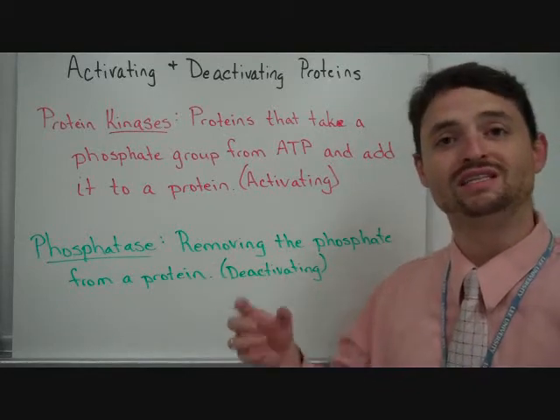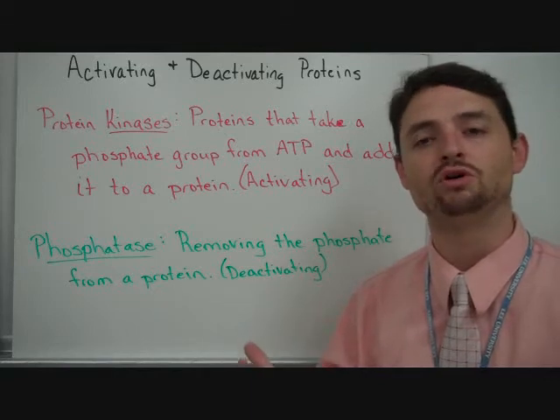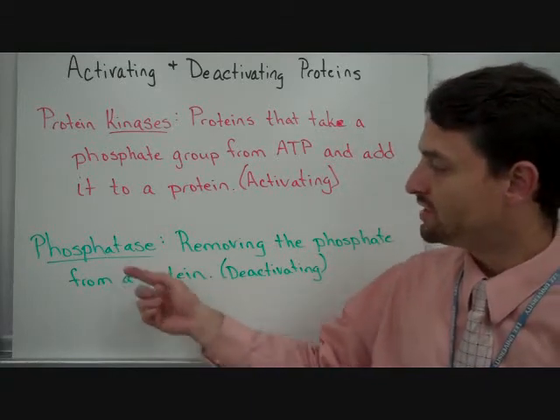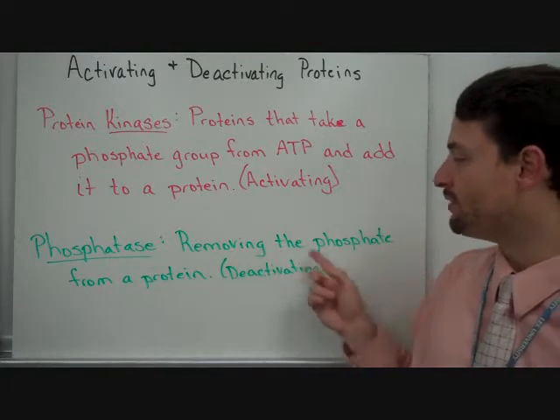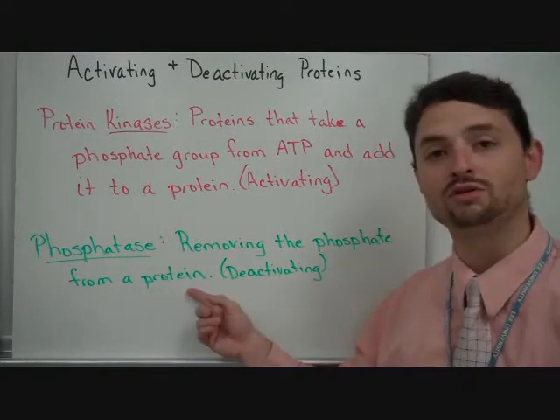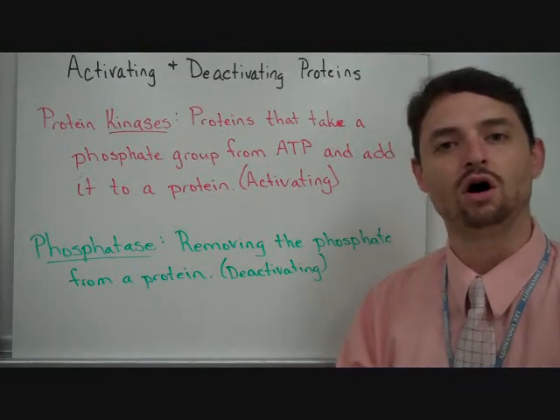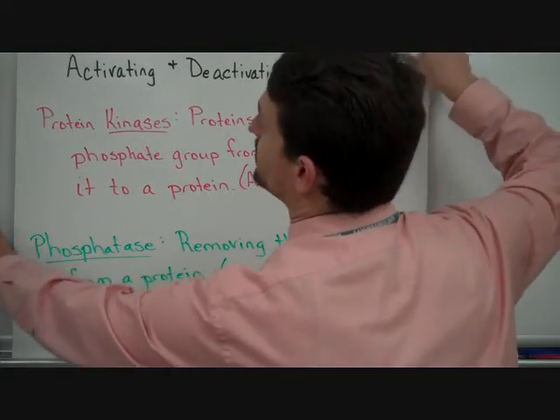But we want to deactivate those proteins as well, because you don't want those just on all the time. Most responses are just for a limited time. So what we use is a phosphatase. A phosphatase is a protein that will come in and remove the phosphate from that protein, and in essence then deactivate it or turn it off. So that's the way that we use these proteins.